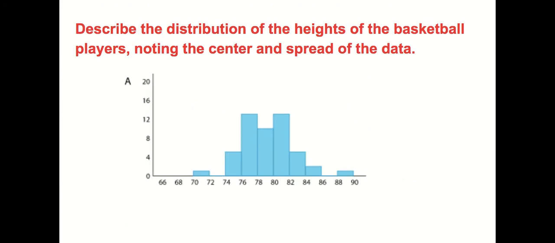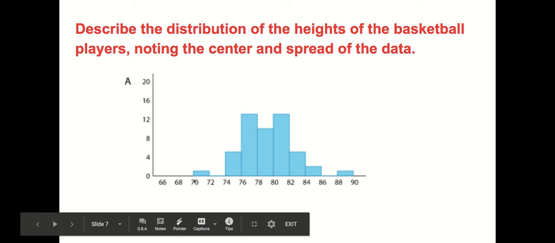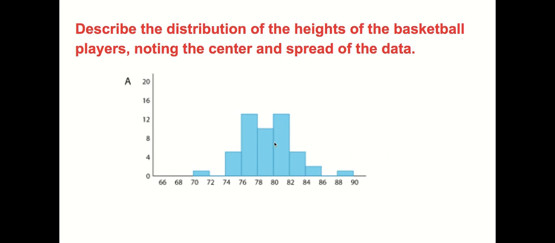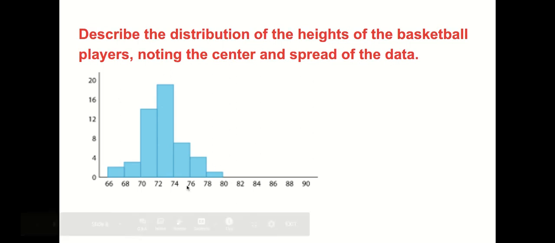Describing the distribution of the heights of the players, a typical basketball player would be somewhere in the middle here between 76 and 82 inches. Most of the basketball players are in this range here. So I would say a typical height would be about 80 inches tall. There's quite a spread of data here. You've got some as low as 70 inches and some going up to 90 inches, but most of them are centered around here. Looking at the baseball players, there's less of a spread.